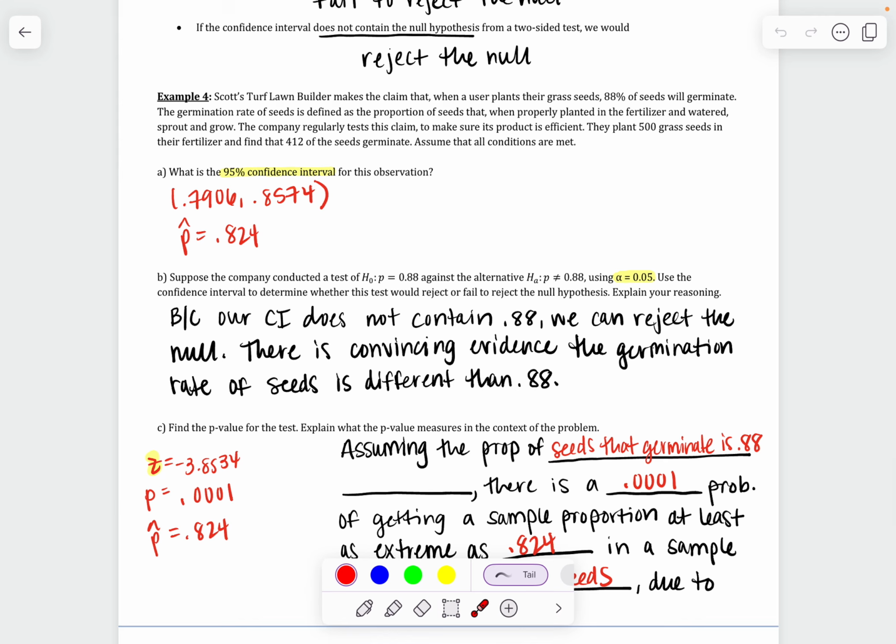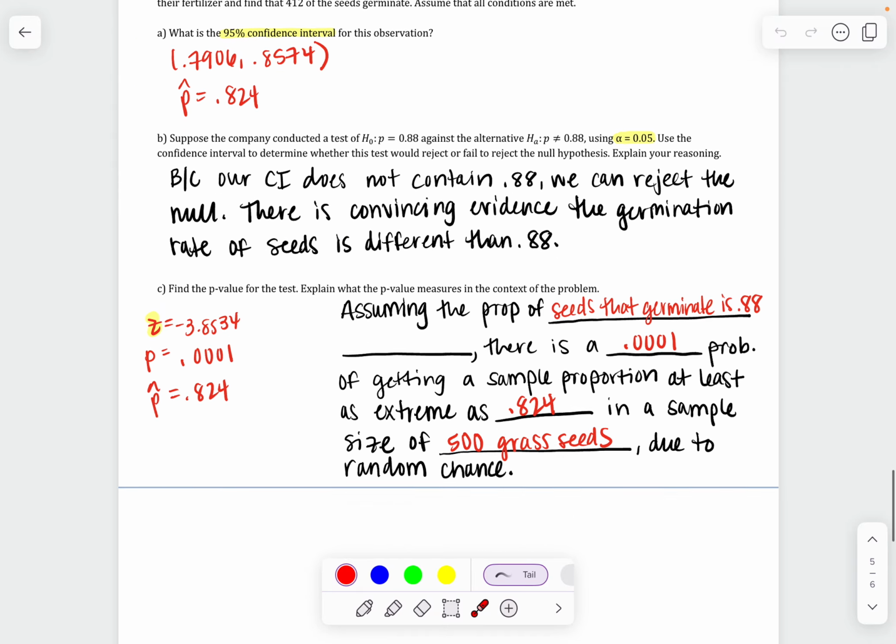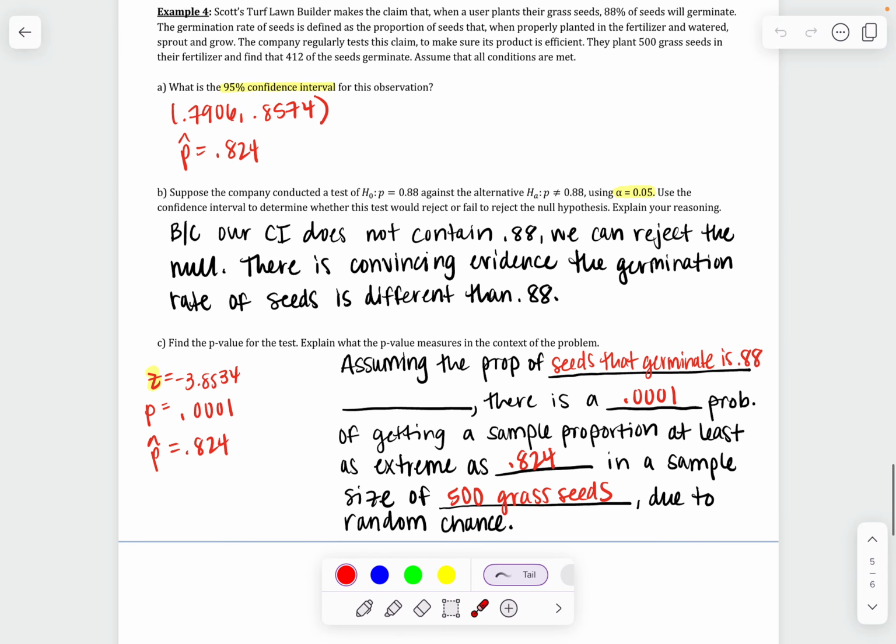So I went to stat test 5. Yes, stat test 5. Let me double check. No, stat test A. Wrong calculator function. I went to stat test A. I got my confidence interval, and it was from 0.7906 to 0.8574.